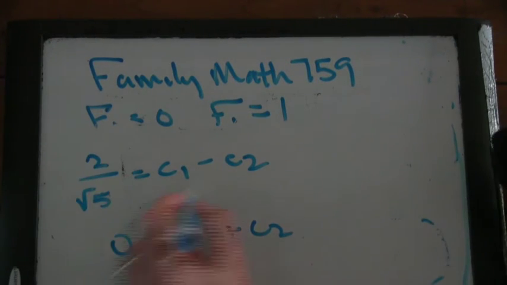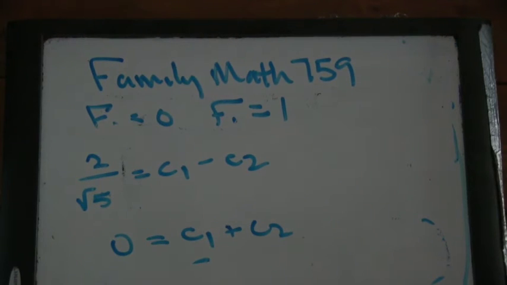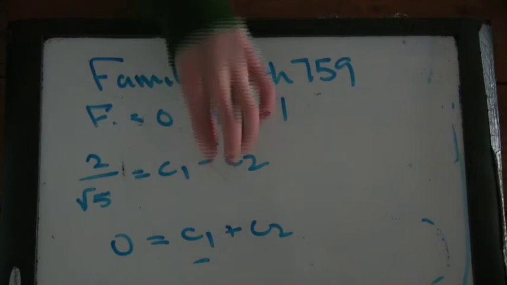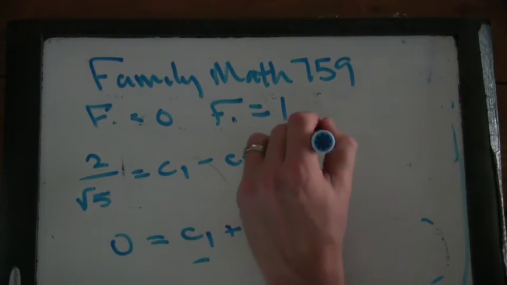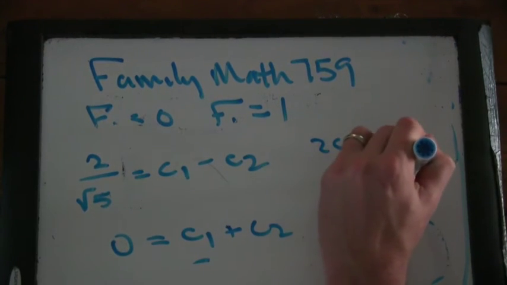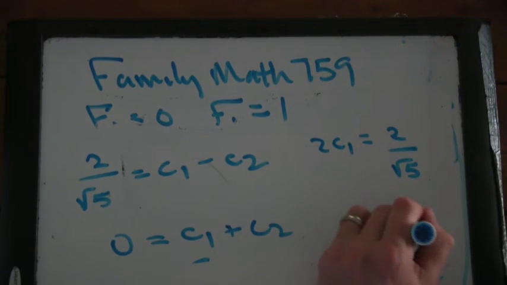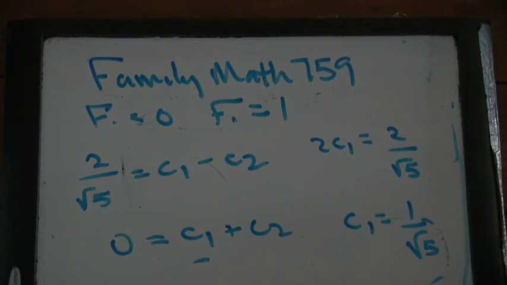Do you know how to solve equations like this? You could get rid of constant 2 by adding them. Okay, if I add them I get 2 constant 1 equals 2 over root 5. So then constant 1 equals 1 over root 5. And what does constant 2 equal then? Negative 1 over root 5.